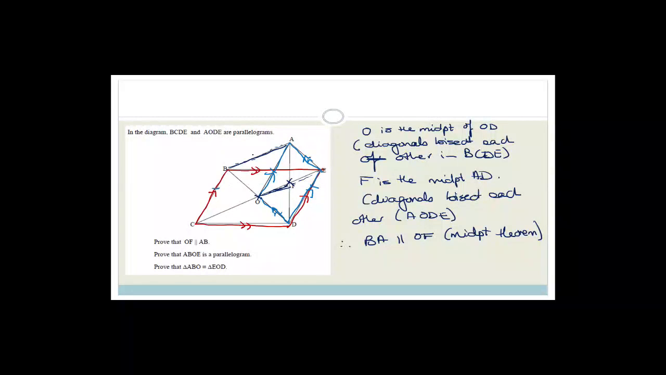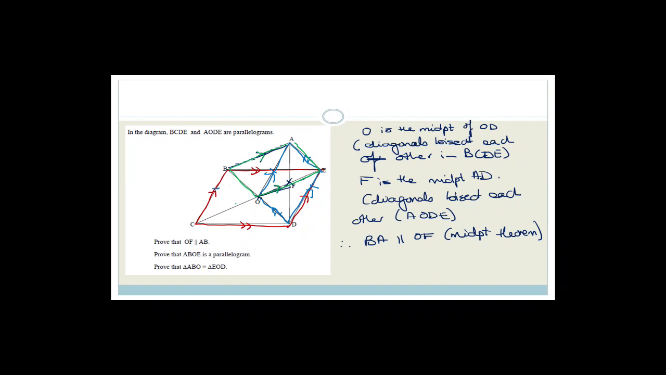So there we go. We've proven that this is parallel to this, so therefore we can say that this is parallel to that. Now they want us to prove that ABOE is a parallelogram. So let's go to green. ABOE is a parallelogram. Well, we know that this side is parallel to this side because we've just proven it.